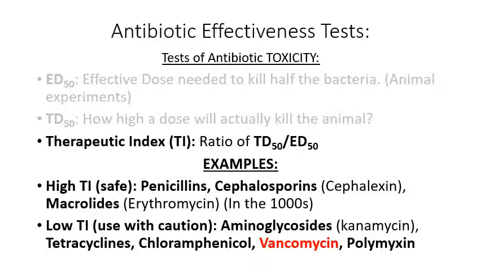All right, so examples. The therapeutic index for the penicillins and the cephalosporins is in the thousands, possibly up to 10 or 20 or 30,000. Antibiotics with low therapeutic indices, which are therefore more toxic, include vancomycin, polymyxin, chloramphenicol, the tetracyclines, and the aminoglycosides like kanamycin, for instance.